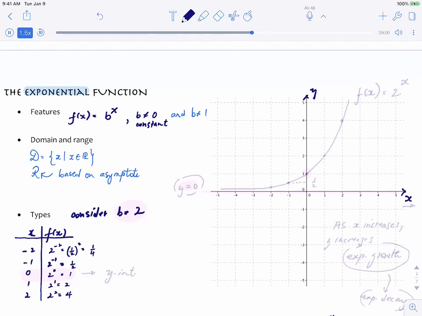Okay, so let's try a bit of a graph here. So for 0, I have a value of 1. For 1, I have a value of 2. For 2, we go to 4. And then the other ones are a bit more difficult to graph. So negative 1 is a half, and negative 2 is 1 over 4. So we could label this axis 1/2 here, just so we know what we're talking about.